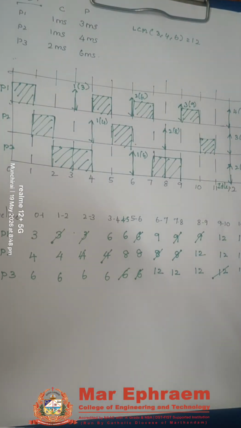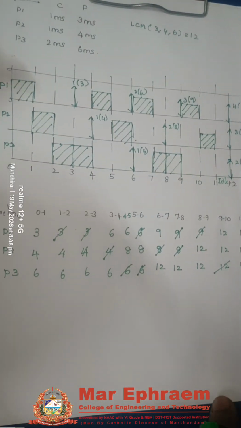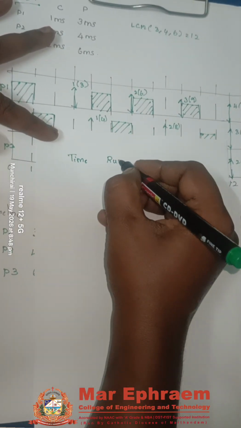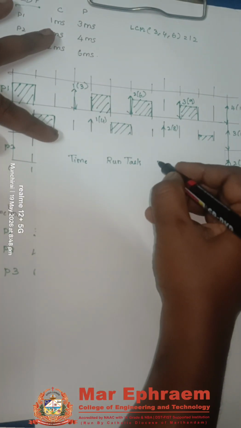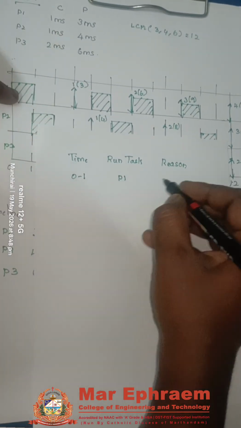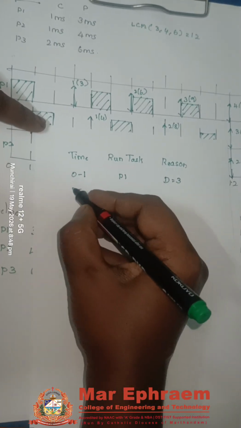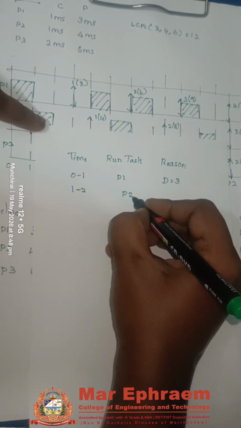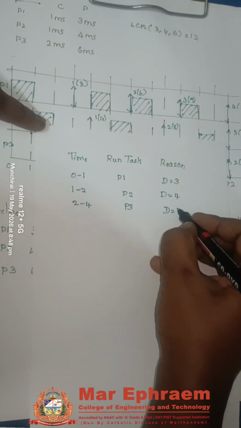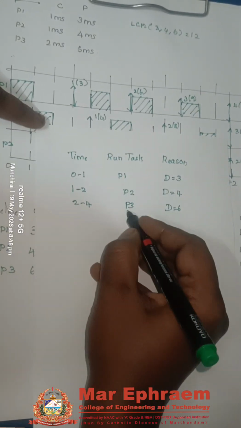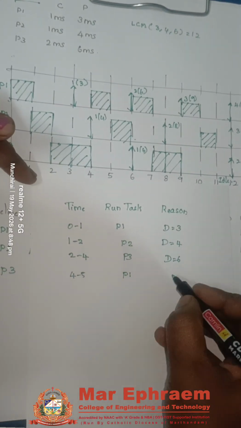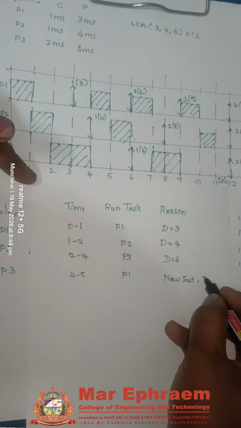Now we can note the time period. If you want, we can note the time and the running task similar to what we did for RMS, and the reason. So from 0 to 1, we can see that process P1 is executing, the reason being the deadline is 3. From 1 to 2, P2 because the next deadline is 4. Okay, the reason you can write based upon your understanding. So 2 to 4, P3 will be executed. Then 4 to 5, P1 because the new instance starts and the deadline is 6.